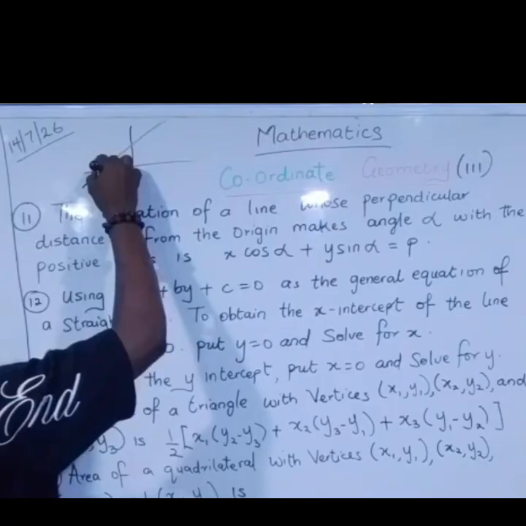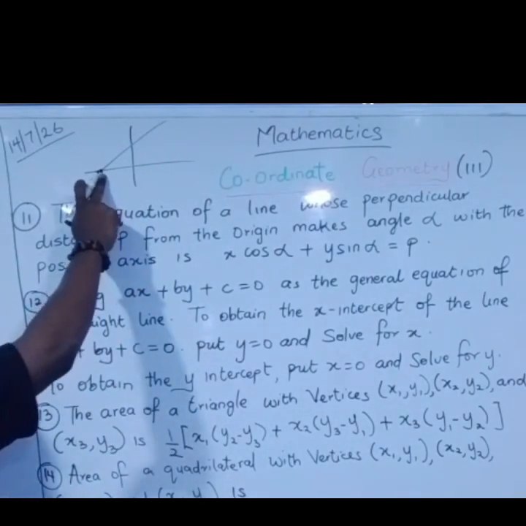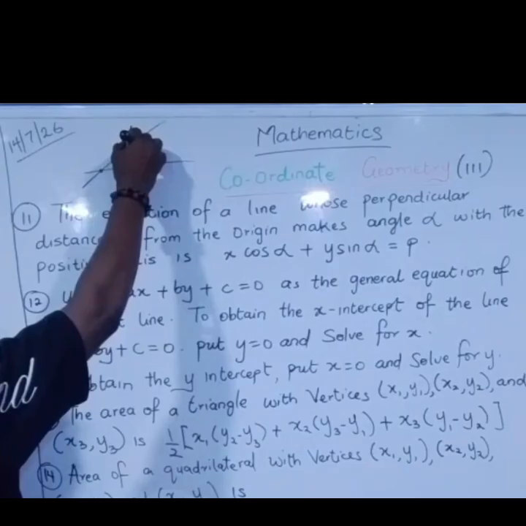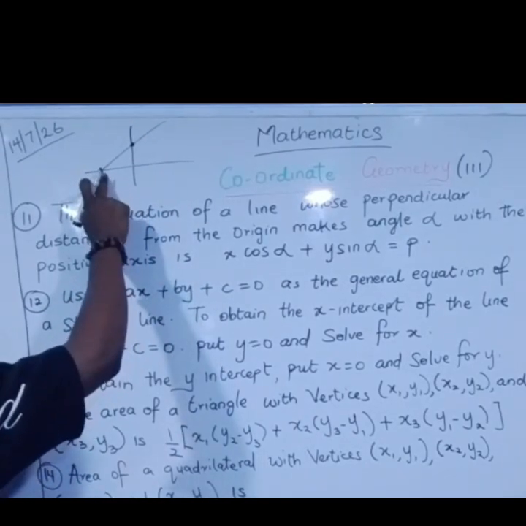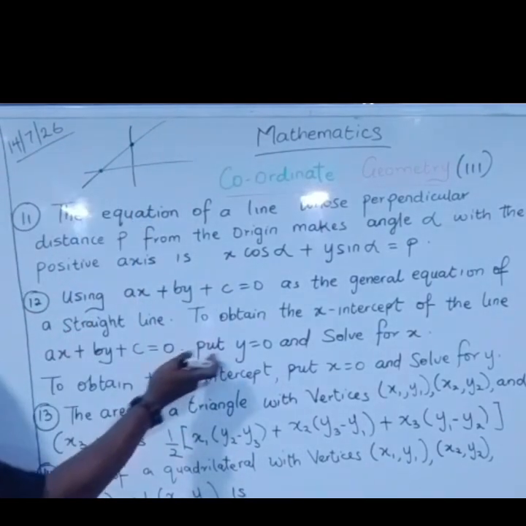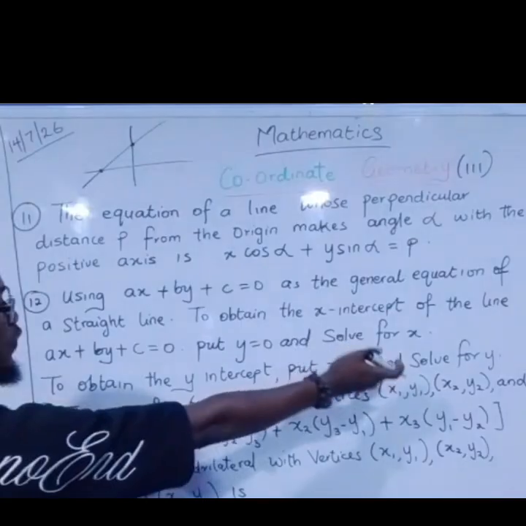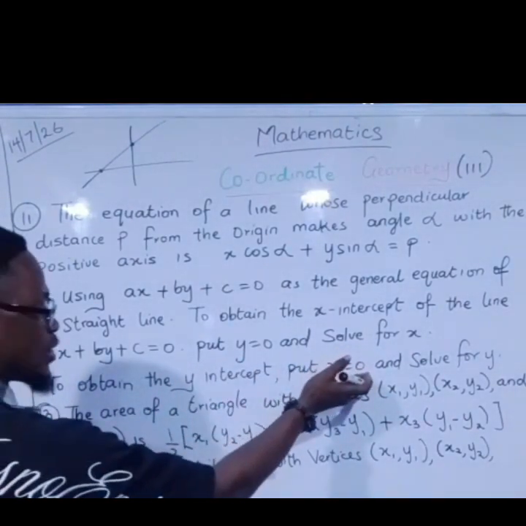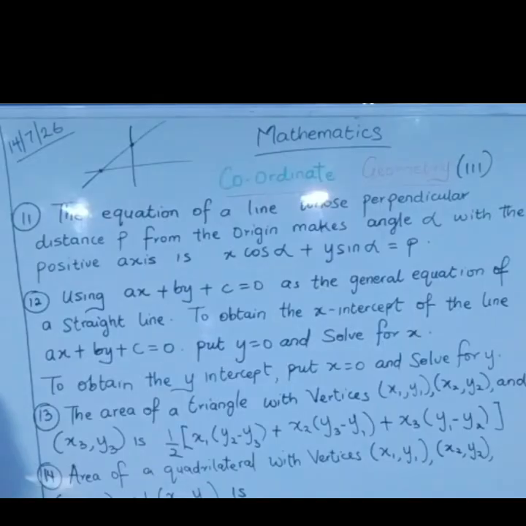The x-intercept is at this point. You can see at this point, what is your value for y? 0. And at this point, x is what? 0. So for the x-intercept, your y will be 0. So just put y to be 0 and you solve for x. If you are looking for the y-intercept, you put x to be what? 0 and you solve for y. That's how you get the intercept using this equation.